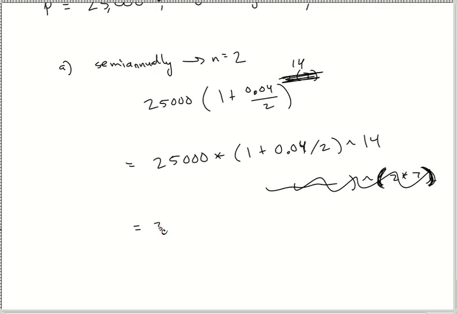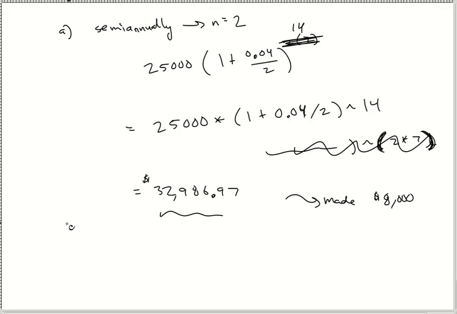And I got 32,986.97, and that's again dollars. So think about it. We had $25,000 and we put it in this really awesome big account for 7 years, and this is what I got out of it. So I made what, $8,000? That's pretty good. I made $8,000 from $25,000 over 7 years. So cool. That's a good idea.